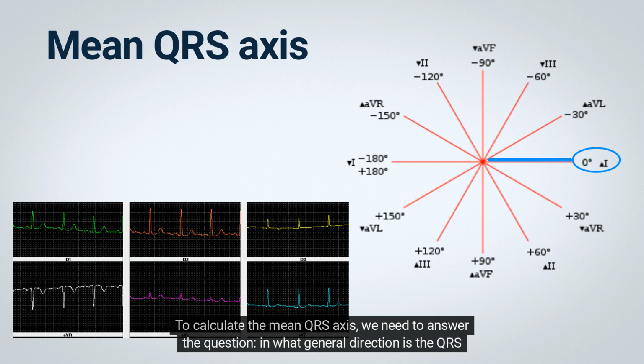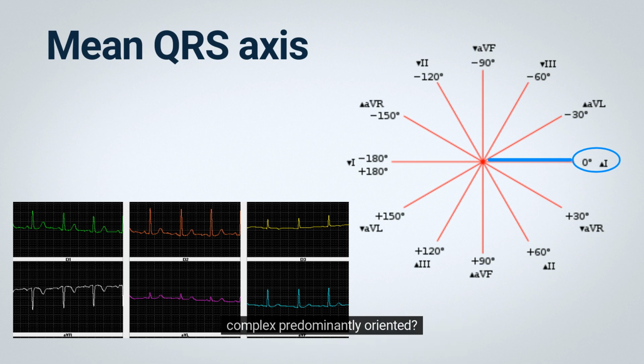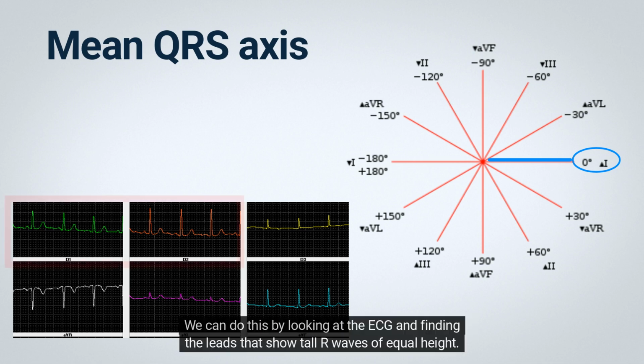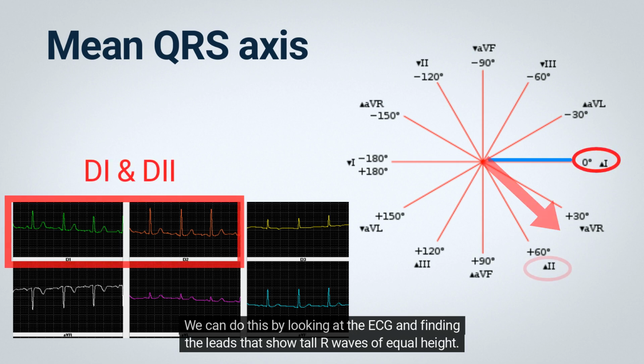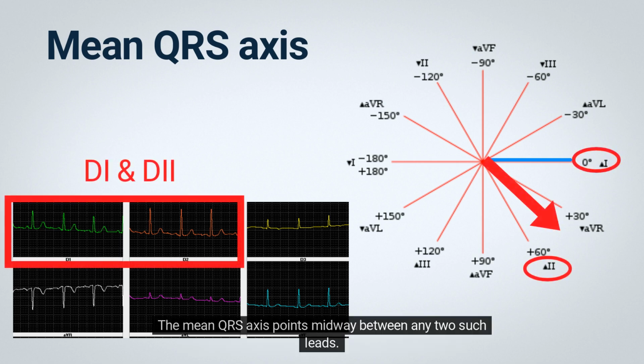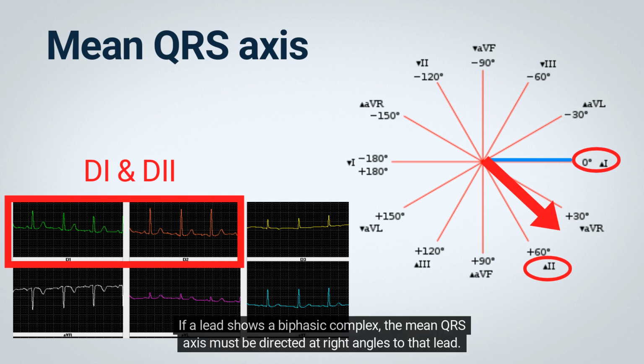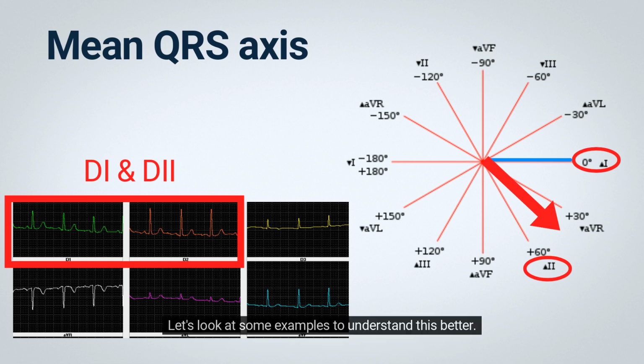To calculate the mean QRS axis, we need to answer the question: in what general direction is the QRS complex predominantly oriented? We can do this by looking at the ECG and finding the leads that show tall R waves of equal height. The mean QRS axis points midway between any two such leads. If a lead shows a biphasic complex, the mean QRS axis must be directed at right angles to that lead. Let's look at some examples to understand this better.